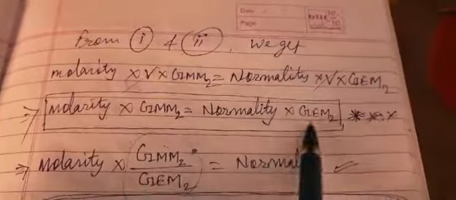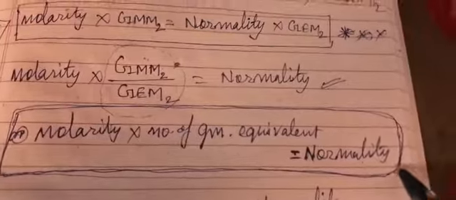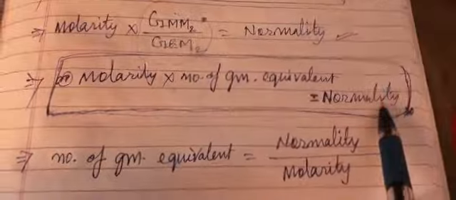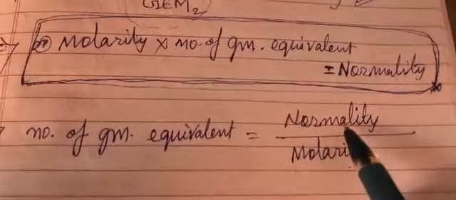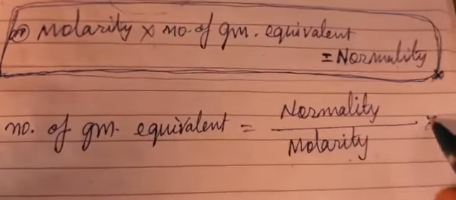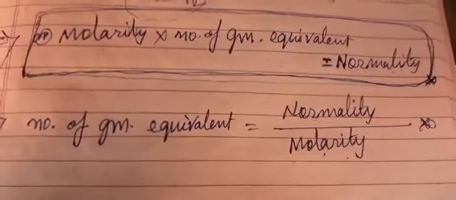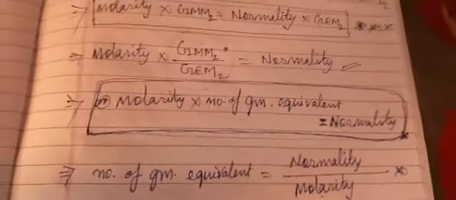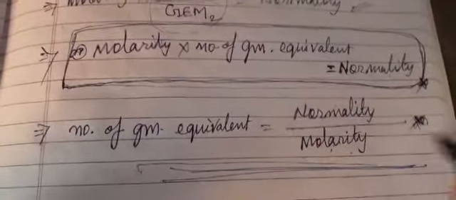If these two values are given, if you have been given the number of gram equivalent, then utilize this relationship between molarity and normality. And sometimes normality and molarity are given to you. If normality and molarity are known to you, then you can easily calculate the number of gram equivalent by doing this ratio. So these are very important relationships to solve the numericals, and you must use them for fast calculation of numericals.